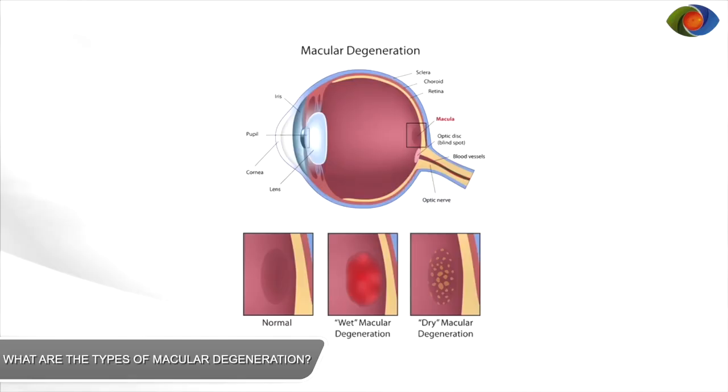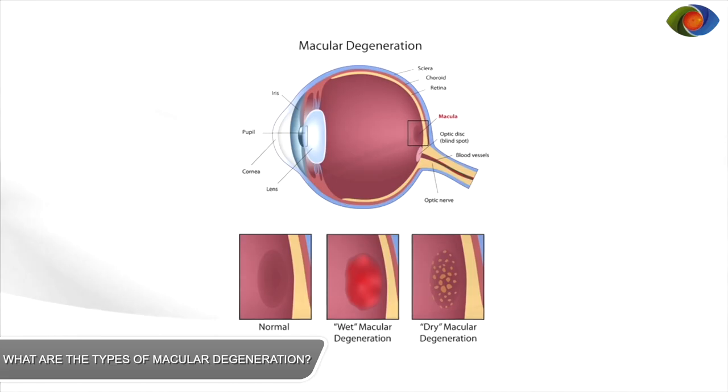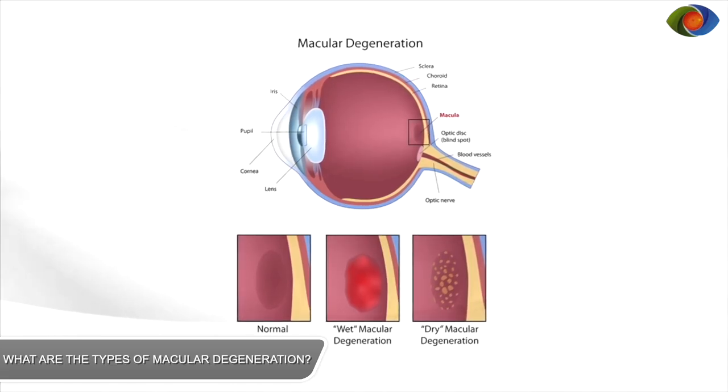So age-related macular degeneration is of two types. One type is when there is no fluid in the retina, which is called dry age-related macular degeneration. The other type is when there are new blood vessels and then fluid comes into your retina. That is called wet age-related macular degeneration or choroidal neovascular membrane.